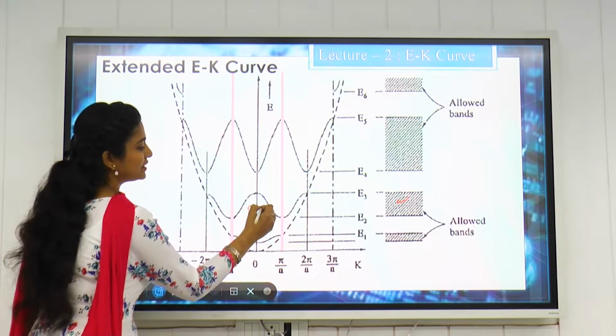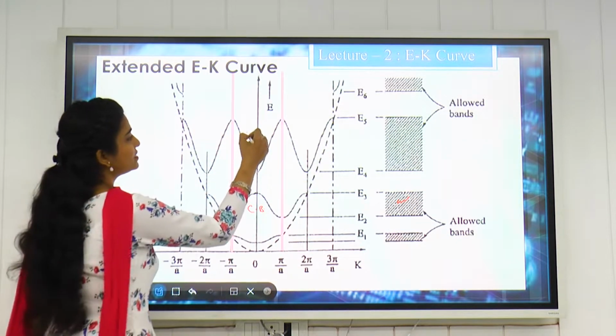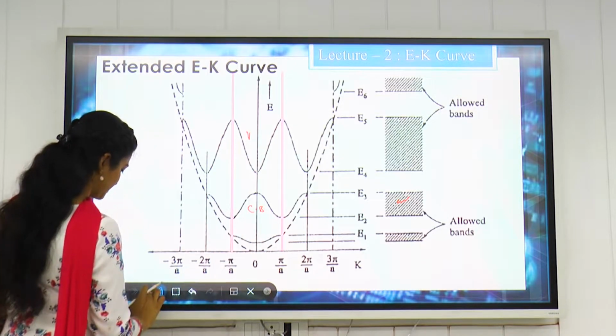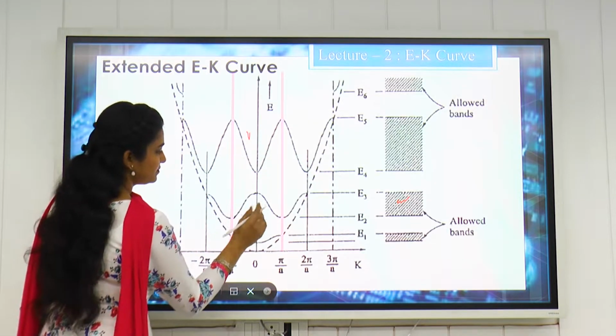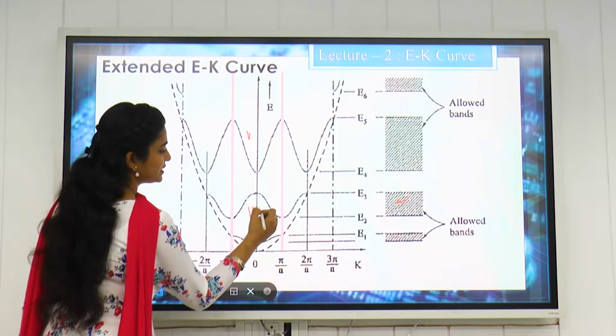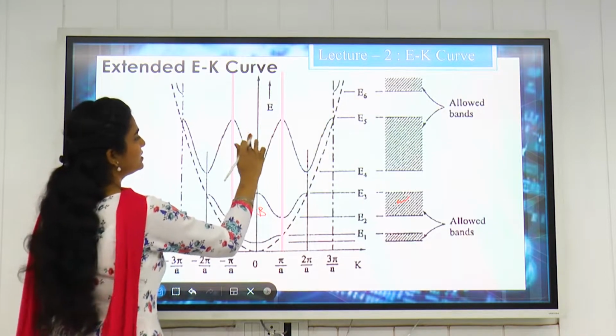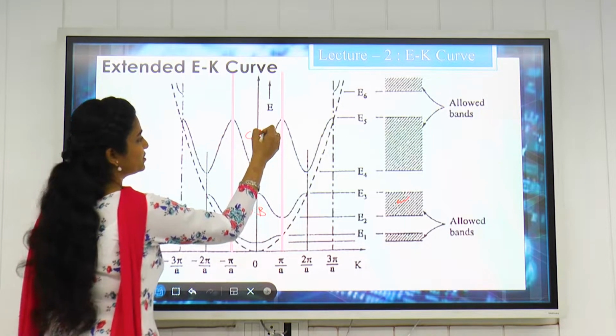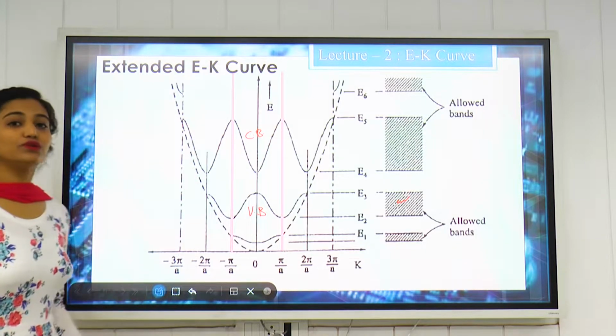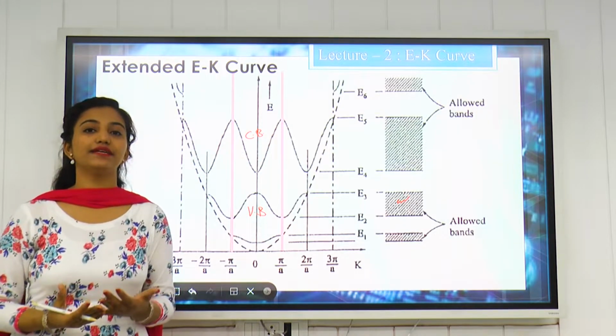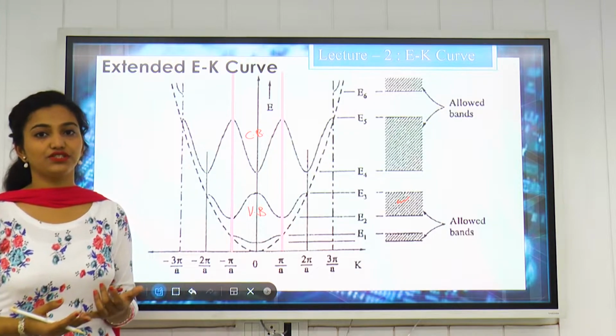So this will represent the conduction band, and this will represent the valence band, and this will represent the conduction band. Okay, so there is a question that we discussed in the previous lecture also.